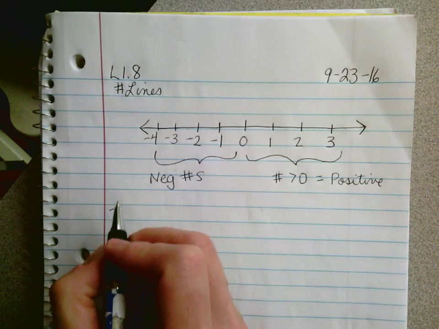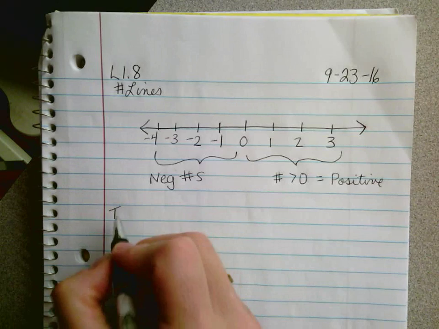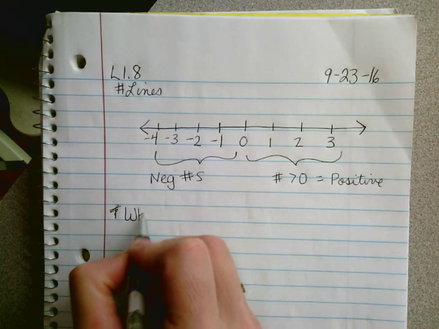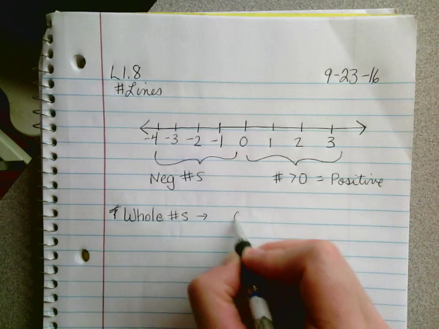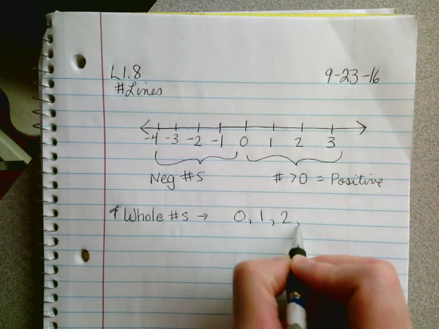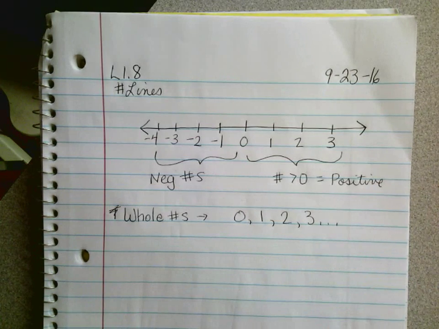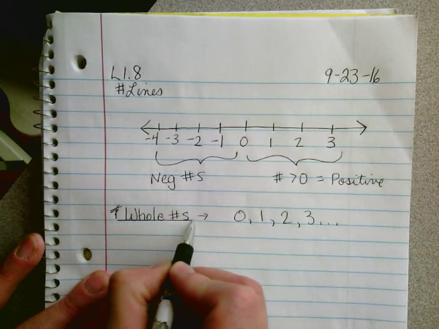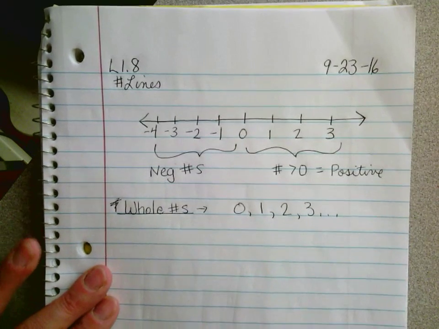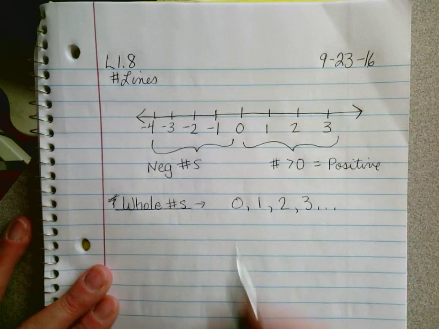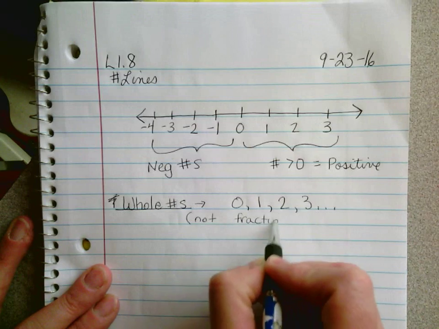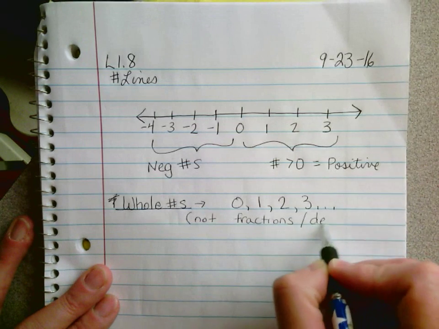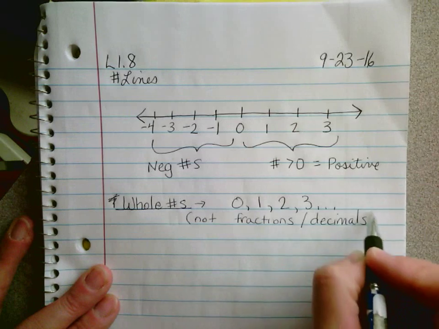I want to define something for you. Whole numbers are 0, 1, 2, 3, ... Okay? Those are whole numbers. By definition, anything over and including 0 is a whole number, but not fractions or decimals. Okay?